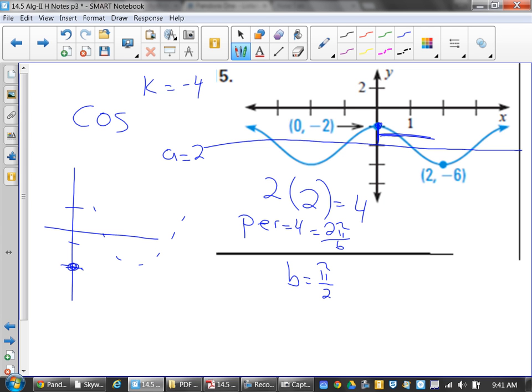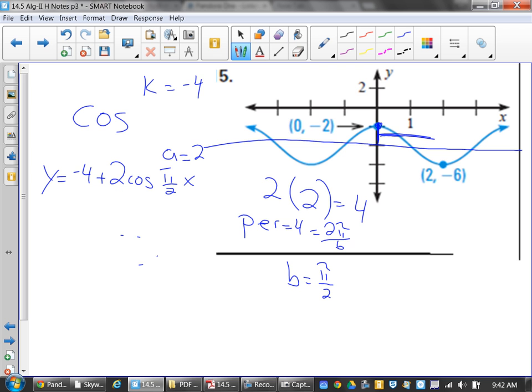Yes, sir? Wait, so is that already shifted, or is it shifted from where it's at? It's already shifted. Oh, okay. All these graphs, also, these are all shifted graphs. You just don't see the parent function. All right? So now we have an a value of 2, a b value of pi over 2, and a k value of -4. So I'm going to write it as y equals -4 plus 2 cosine of pi over 2 x. Sometimes it's a little bit easier to put the k out front, especially if it's negative.